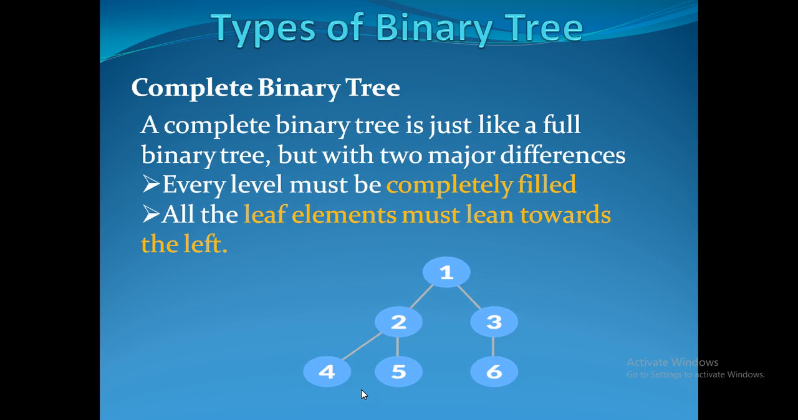A complete binary tree is just like a full binary tree but has 2 major differences. Every level must be completely filled. So what is a level?